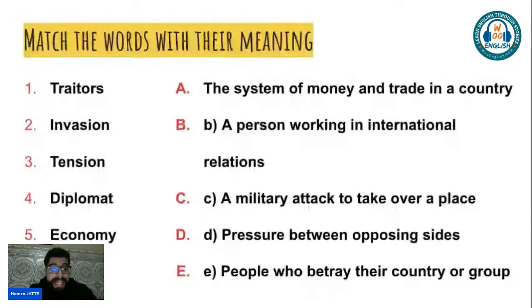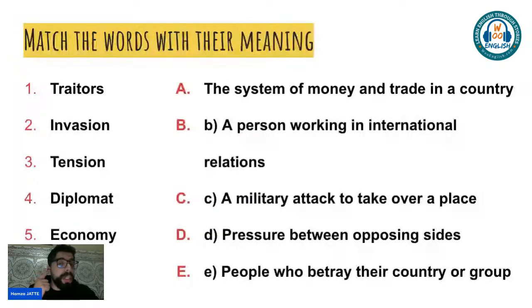These are words, as I told you, that we are going to hear when we are listening to the text. And I always like to pre-teach them. I want to teach them to you before we go and listen. So that when you hear them in the text, you won't be surprised or confused. So the words are traitor, invasion, tension, diplomat, economy.